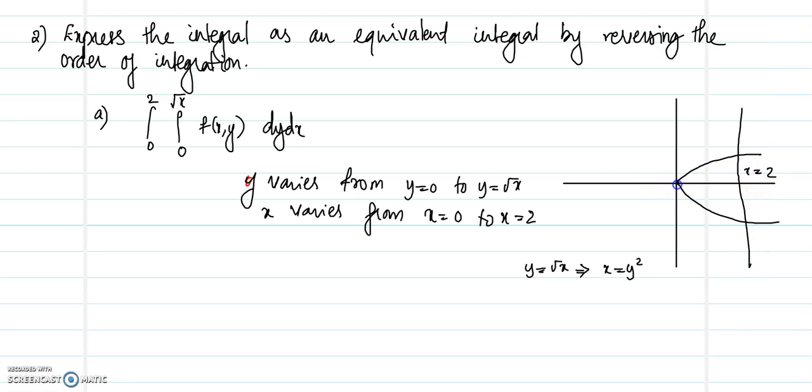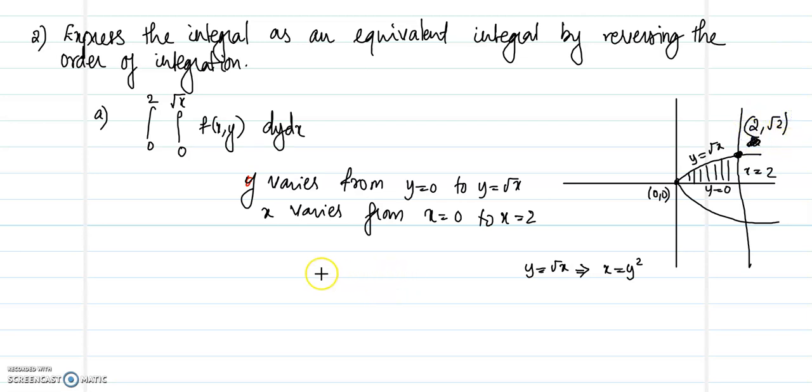So this is the point (0, 0), and this is the curve y equal to root x. So this is going to be our region. This line is y equal to 0. So this was our actual region. So y is varying from 0 to root x and x is varying from 0 to 2. When x equal to 2, the value of y will be 2 root 2.